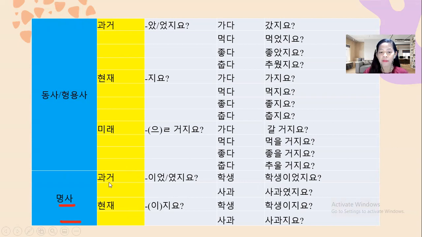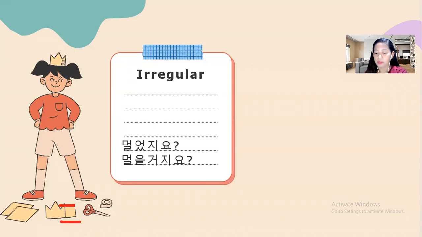Noun form in the past form, you will be attaching 이었지요 or 였지요. So same, if there is a batchim, then we attach 이었지요. So for example, 학생이었지요 or 학생이었지요. Are you a student, right? Or 사과였지요. But for the present tense, all we need is to attach 지요, okay, or 이지요. So for example, 학생이지요, 사과지요, or 여러분, 괜찮아요? Right. Now, let's proceed to the next one.